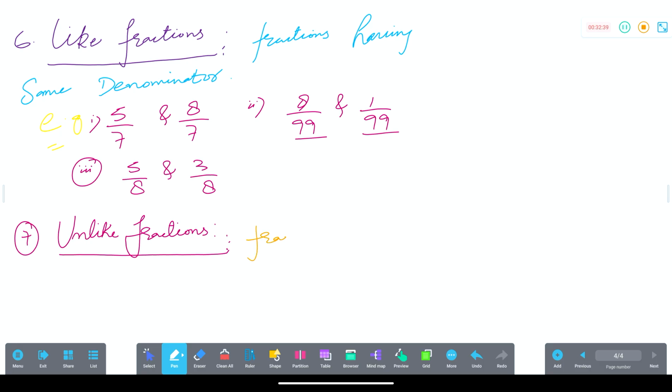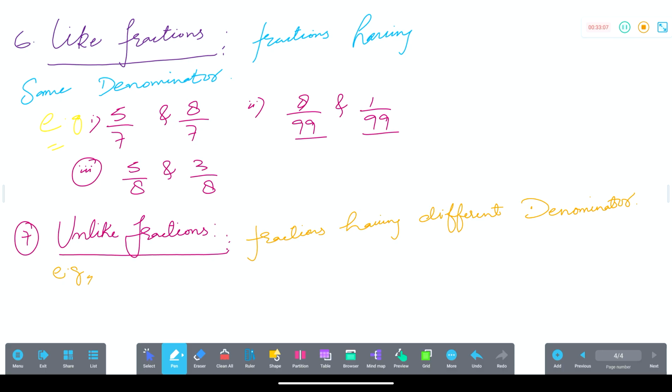Fractions having different denominators. Those fractions having different denominators are called unlike fractions. I will take an example here.